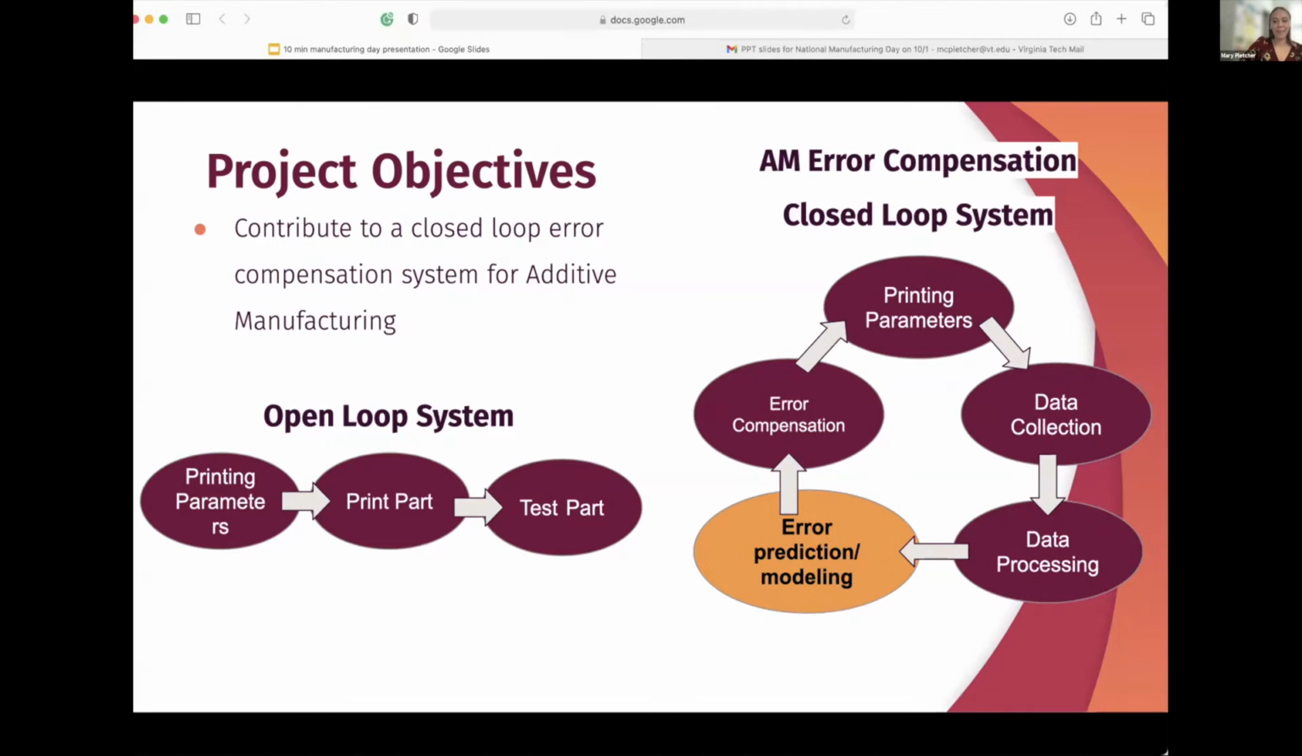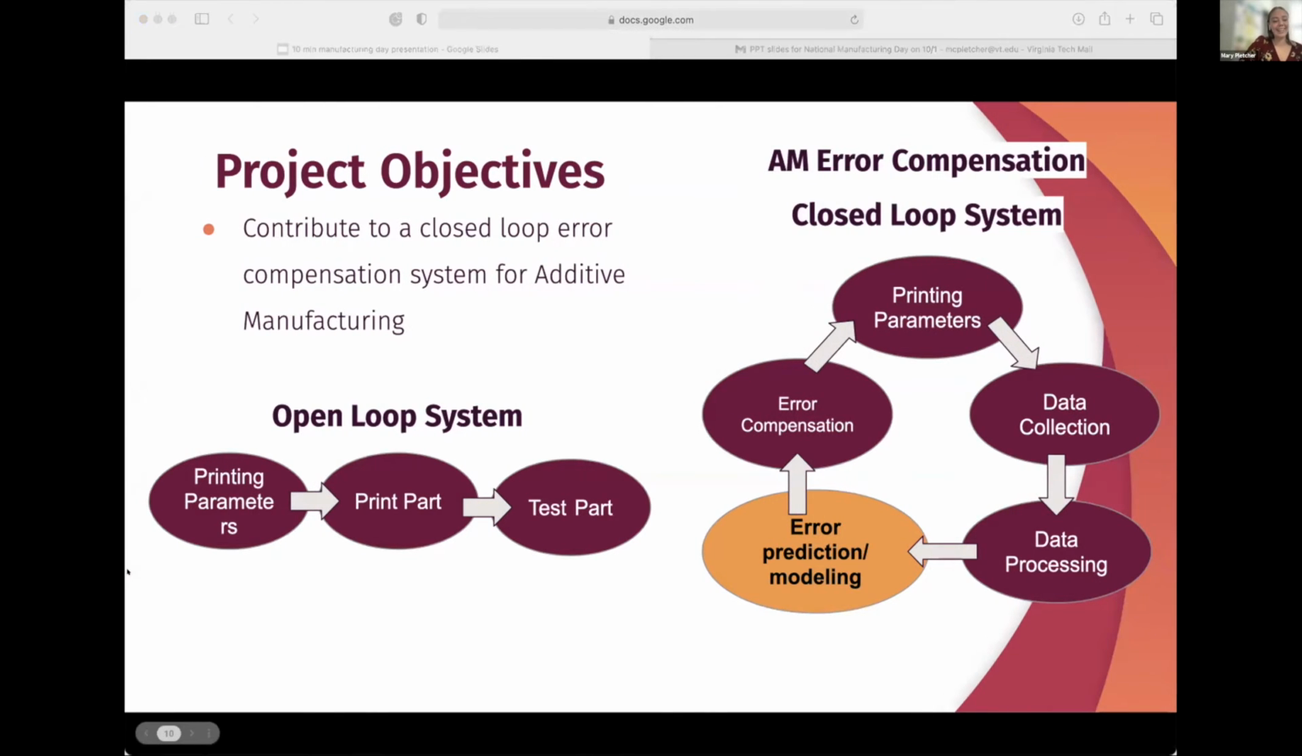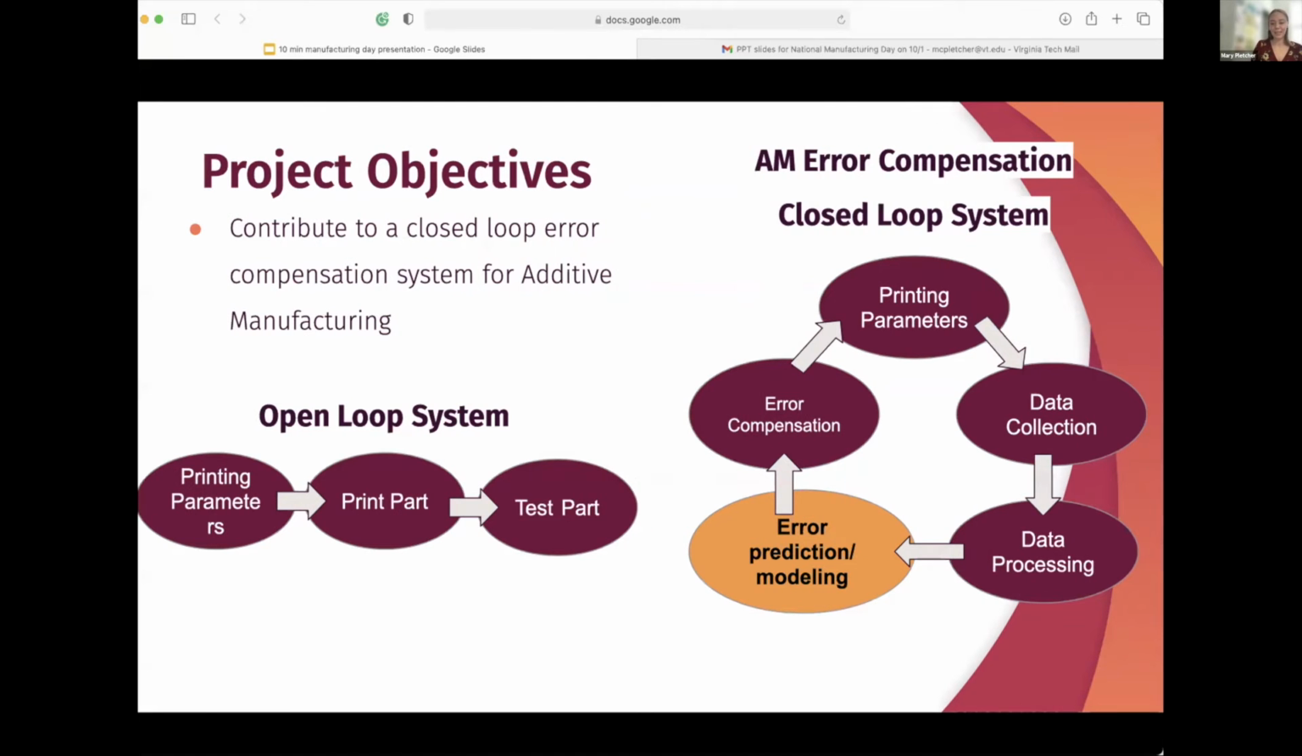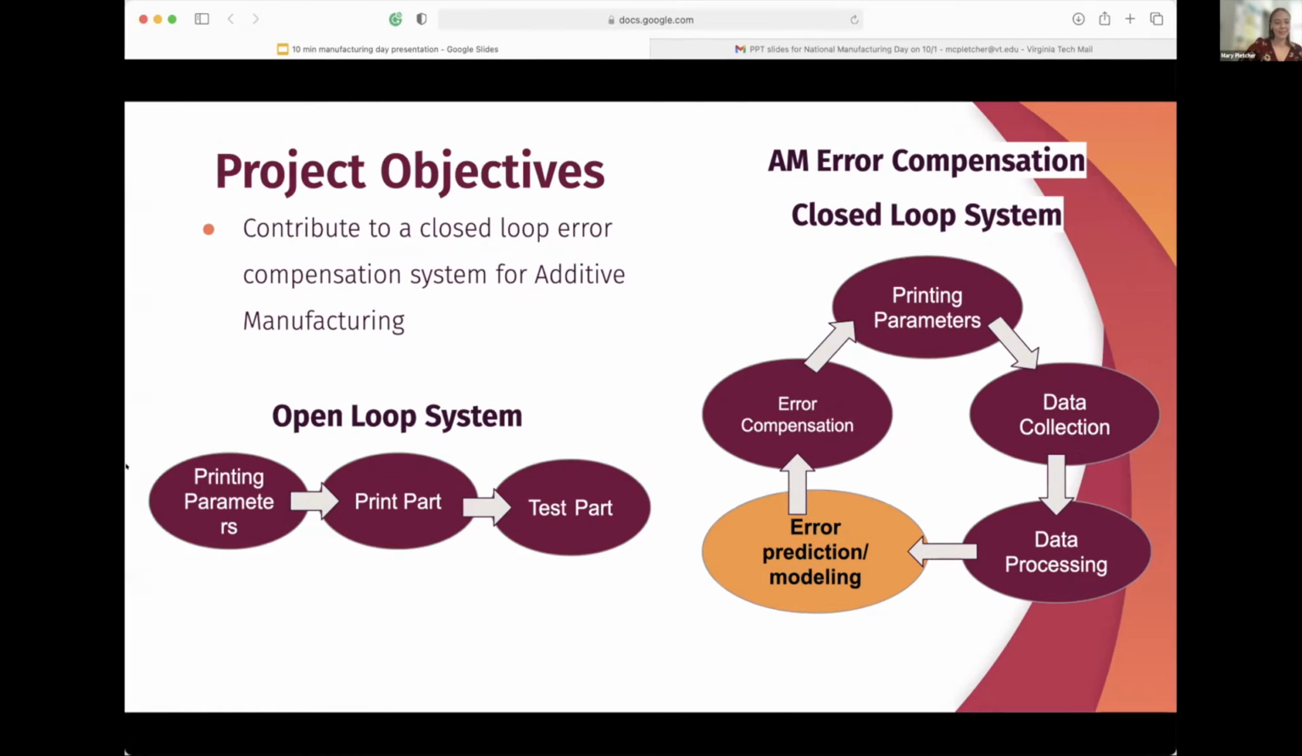But a more effective way to do additive manufacturing is through closed loop systems. So you start with the same printing parameters, you would collect data, process the data, and then you would do some type of error prediction or error modeling and use that model to do error compensation, which then updates the printing parameters and minimizes the amount of error that occurs during the printing process.